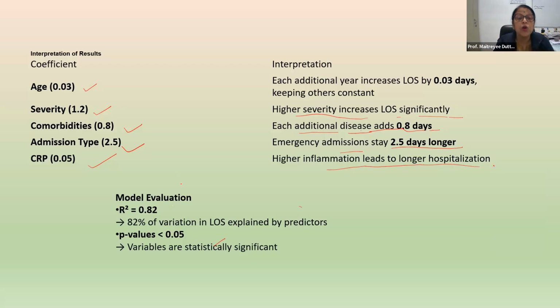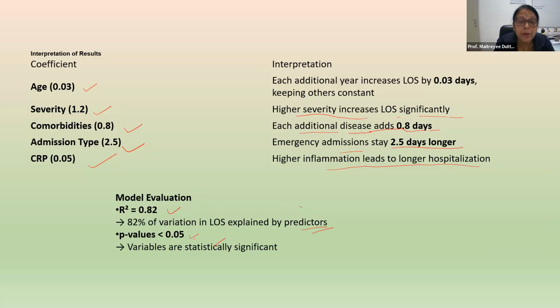R square is your goodness of fit, which I will explain in the evaluation metrics. We calculate the R square. R square of 0.82 means that 82% of the variation in LOS is explained by the predictors. That means it is nearby 1, right? So your regression modeling is good regression modeling.